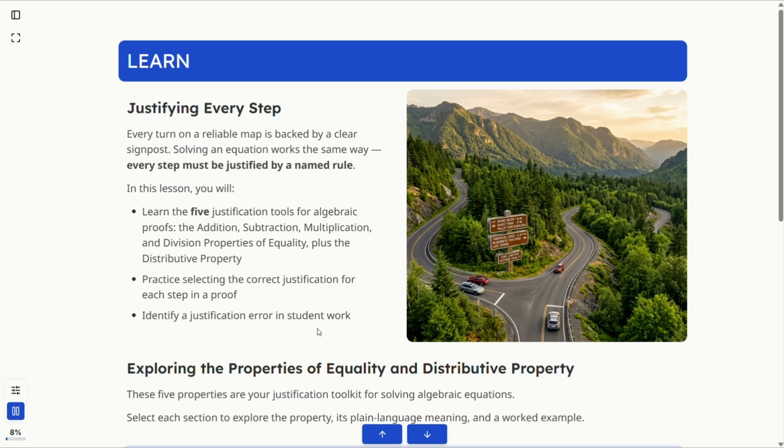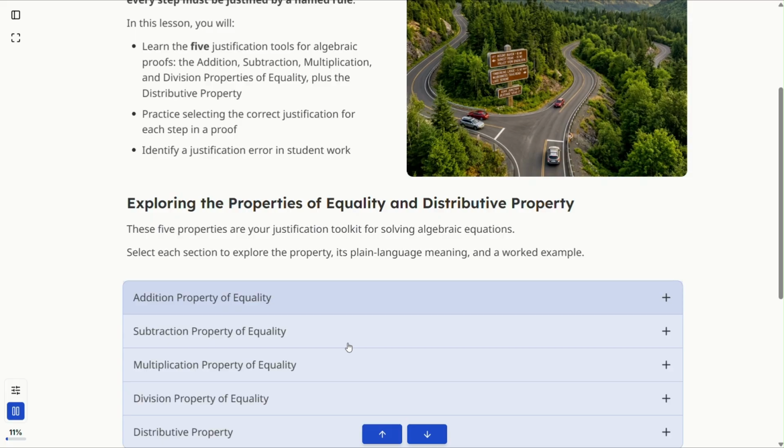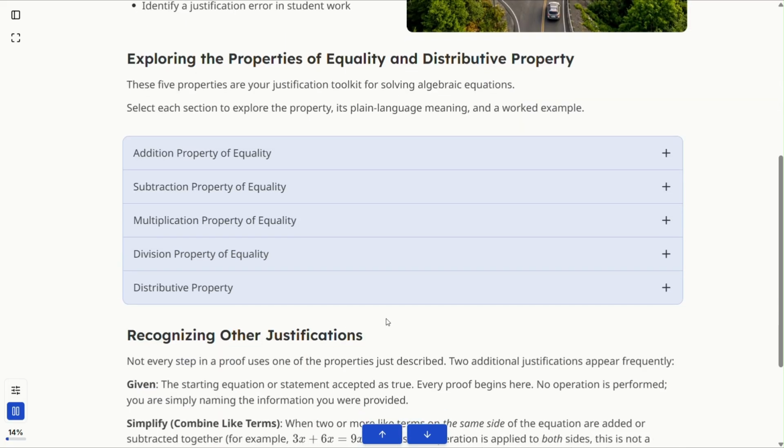Identify a justification error in student work. Exploring the properties of equality and distributive property. These 5 properties are your justification toolkit for solving algebraic equations. Select each section to explore the property, its plain language meaning, and a worked example.